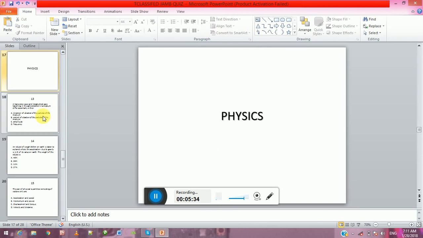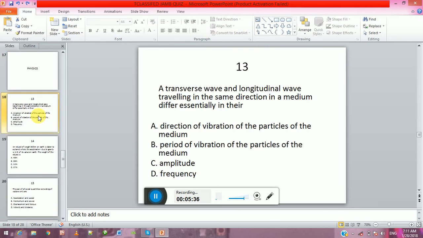Physics. A transverse wave and longitudinal wave traveling in the same direction in a medium differ essentially in their A, direction of vibration of the particles of the medium, B, period of vibration of the particles of the medium, C, amplitude, D, frequency.